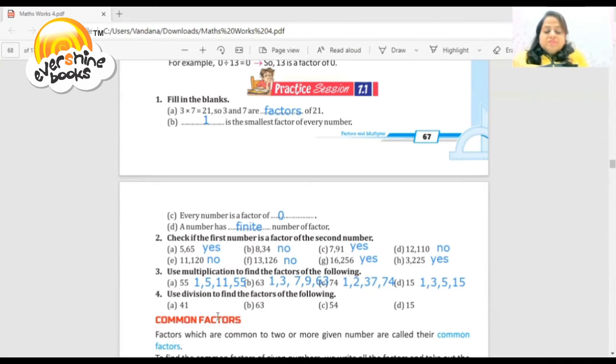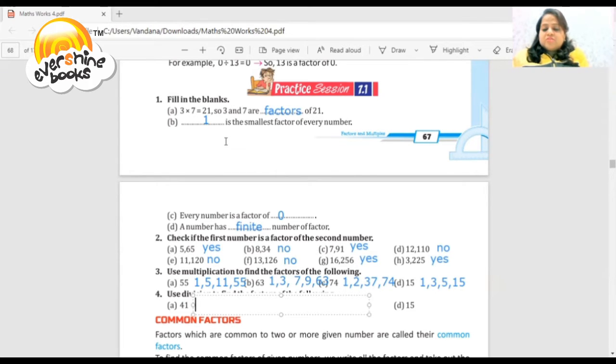Okay. Now use division to find the factors of the following. As I told you earlier, you have to choose between two methods to find the factors. If you want to use multiplication, then use 1 multiplied by 55, 5 multiplied by 11. And in this, use the division method to find the factors. I'm telling you the factors and you have to do the division method in your notebook. So write the factors of the following.